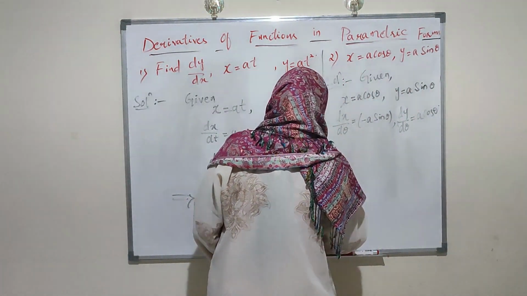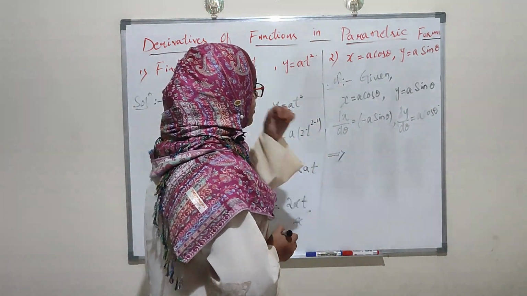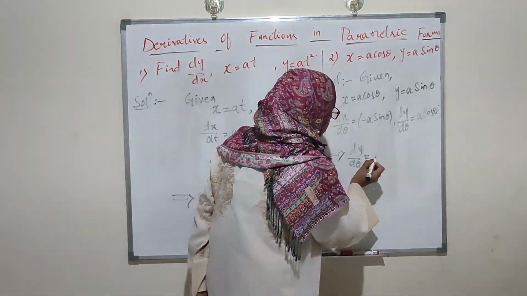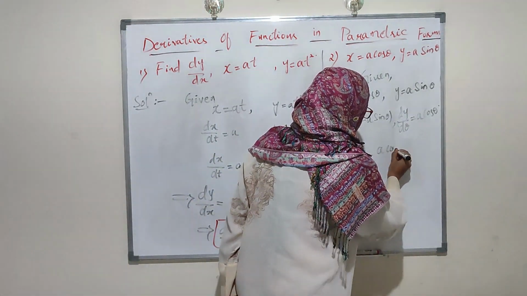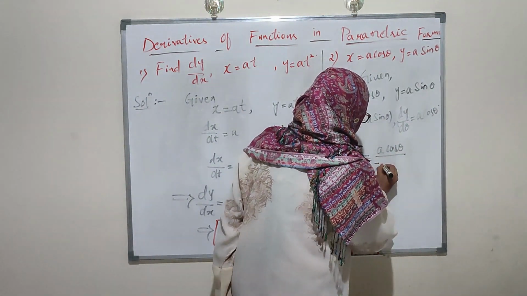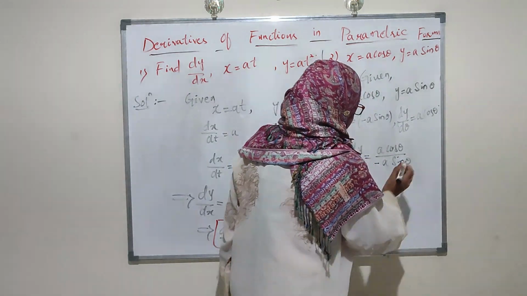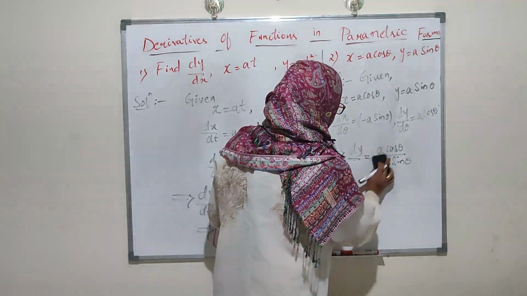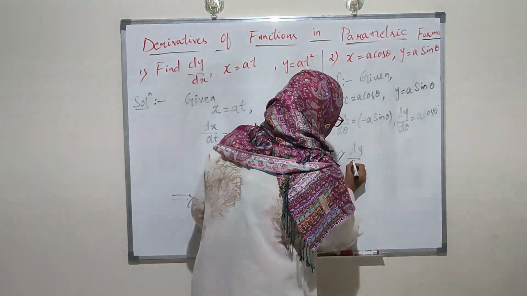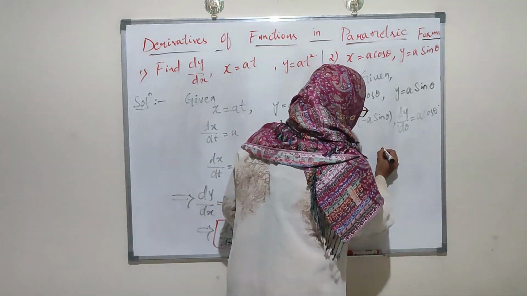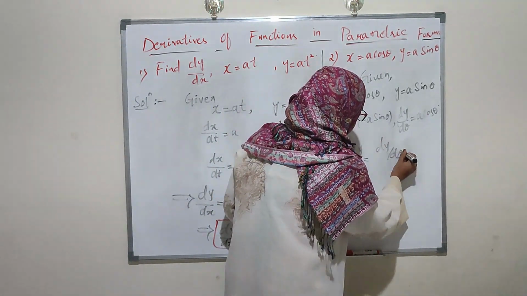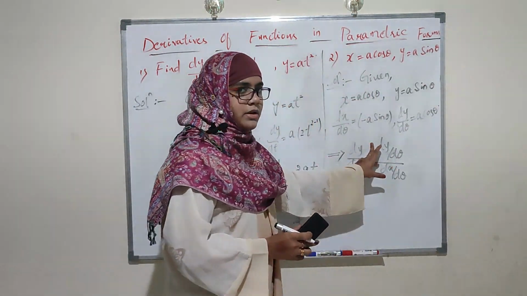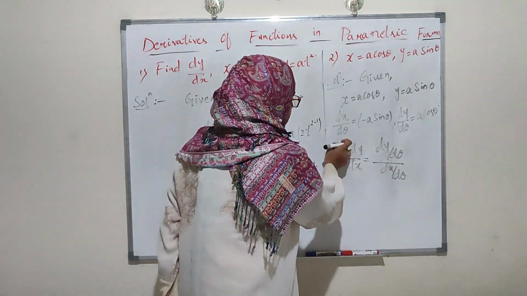This implies now we have to find dy by dx. Dy by dx is, first write dy by d theta divided by dx by d theta. First write these two terms. Now substitute the value of dy by d theta and dx by d theta.